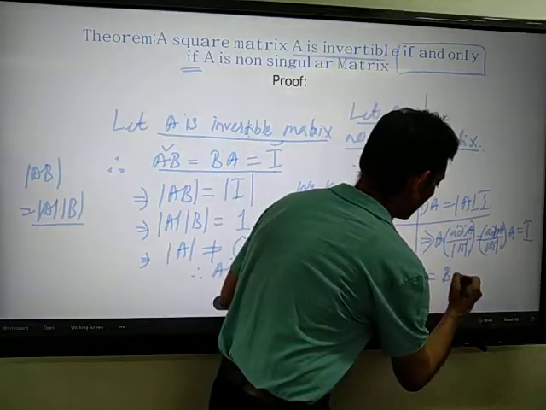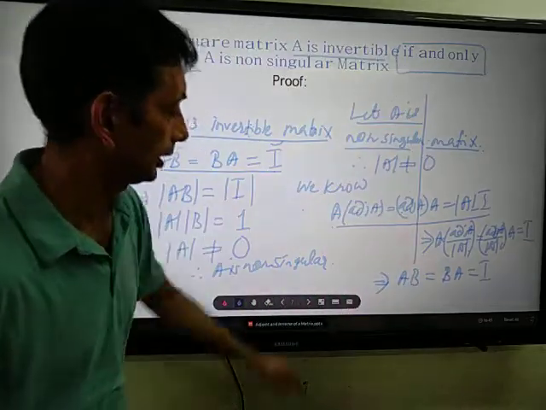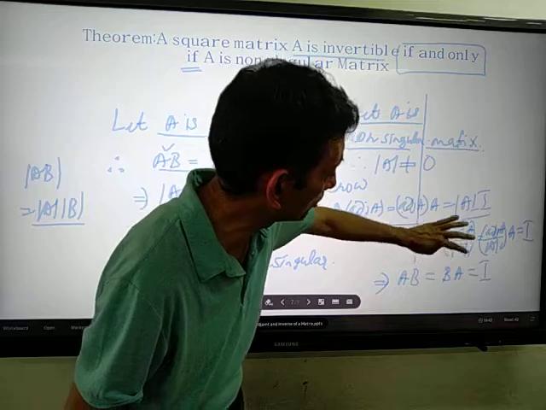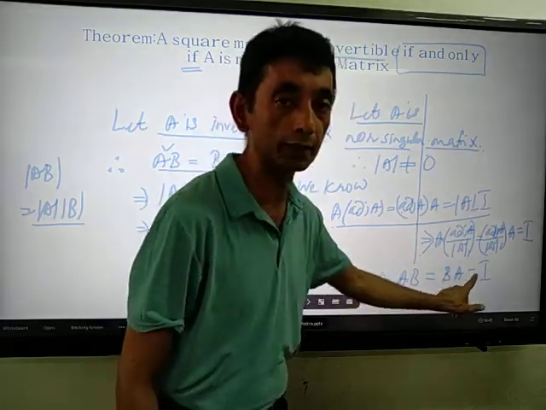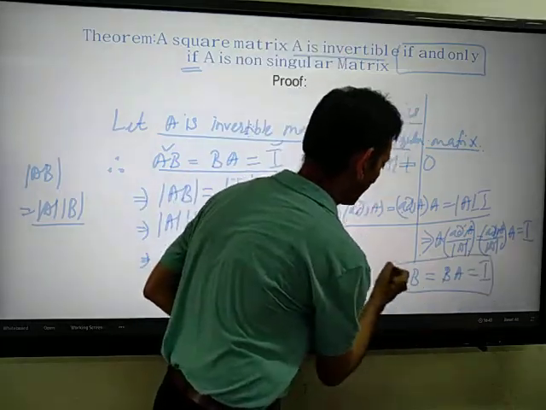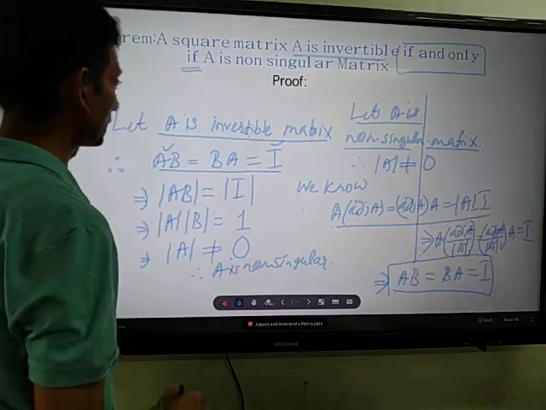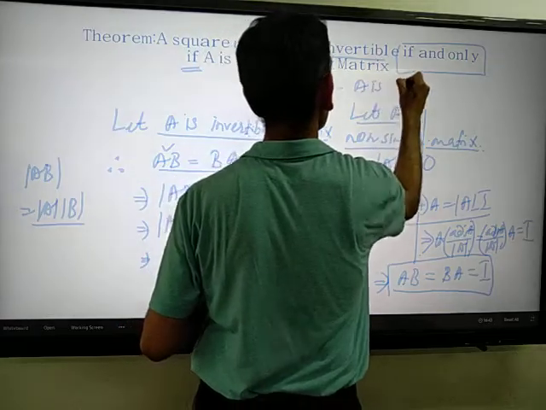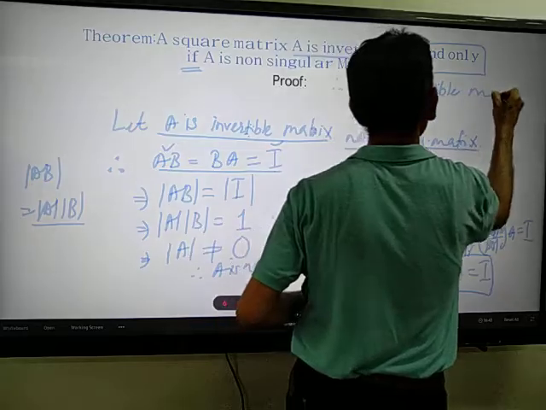Now here BA = I. What I have said is that this is a matrix A, this is another matrix B, and AB equals BA. That means A multiplied by B equals B multiplied by A equals I. Therefore, from these steps we can definitely say that A is an invertible matrix.